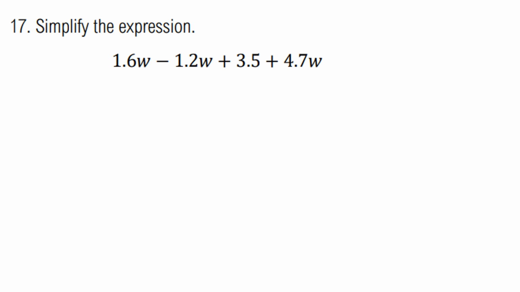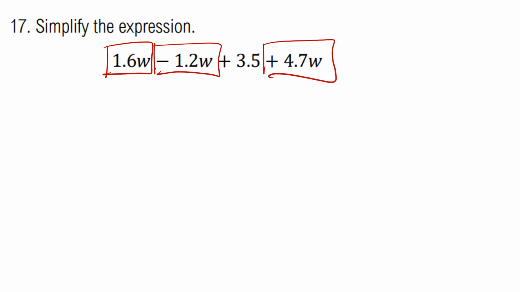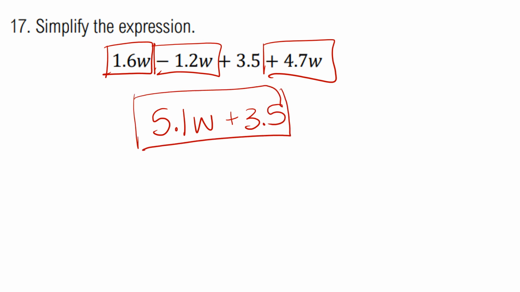Number 17, simplify the expression 1.6w minus 1.2w plus 3.5 plus 4.7w. We can combine all of the w variables together, and we would combine them into a positive 1.6 plus a negative 1.2 and a positive 4.7, which would give us an answer of 5.1. The value of 3.5 would stay the same as it is not part of the w variable.